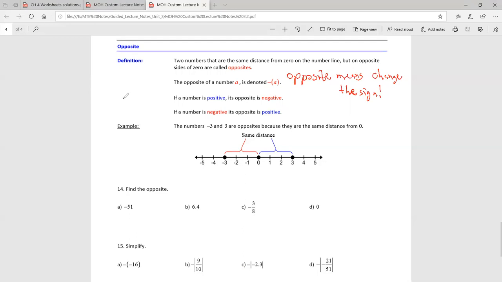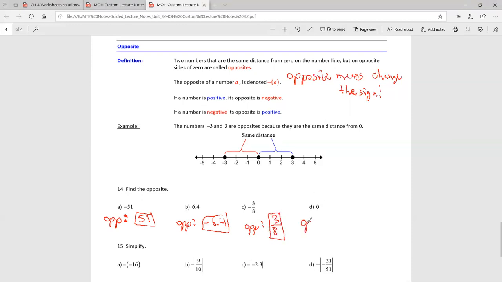So to find the opposite, we're just changing the sign. For 14a, the opposite of negative 51 would be positive 51. That's not a question mark, that's a colon. Sometimes that happens with this marker. B, 6.4, its opposite would be negative 6.4. For C, it's starting out as negative 3/8, so its opposite would be positive 3/8. Doesn't matter if it's a fraction or a decimal, you're just changing the sign.